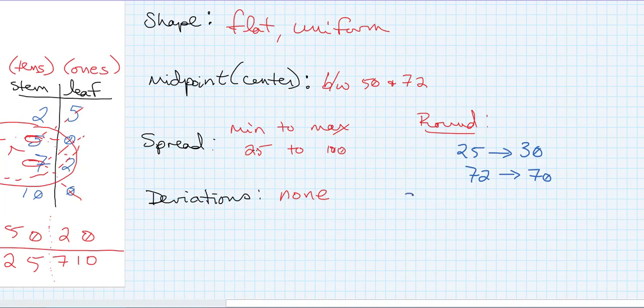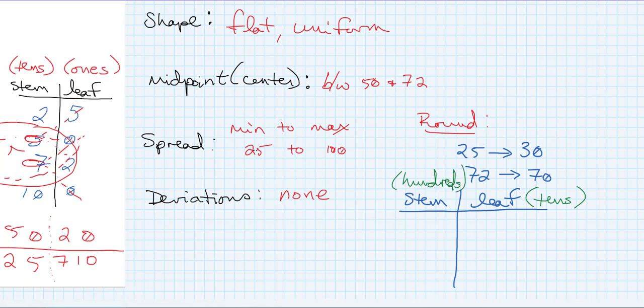So our stem and leaf, well, we don't want to represent our data the same way we did before. We don't want this to be the tens place and we don't want this to be the ones place. The reason why I round to the nearest tens is so that we can take our leaf and let that represent the tens position, and our stem can represent the hundreds. How does this change?